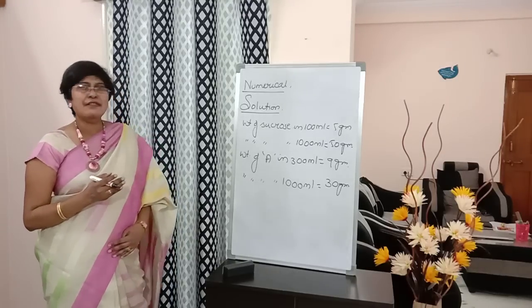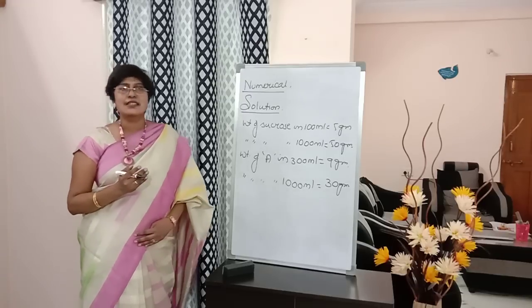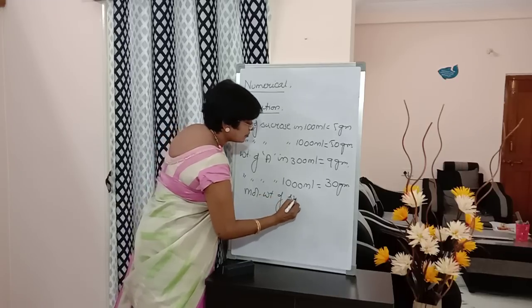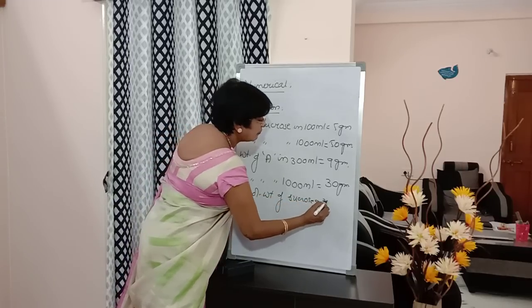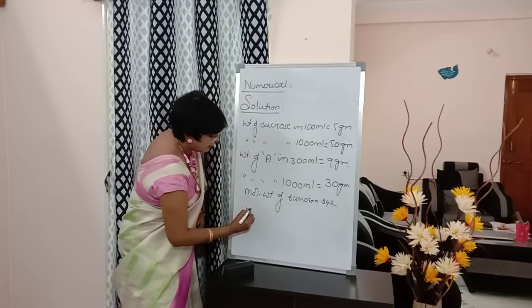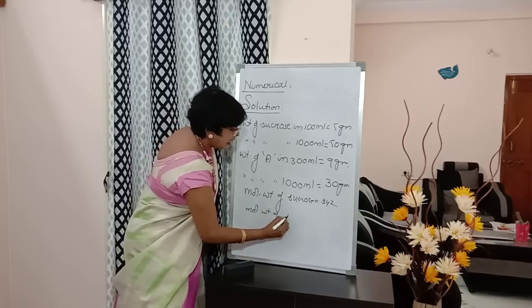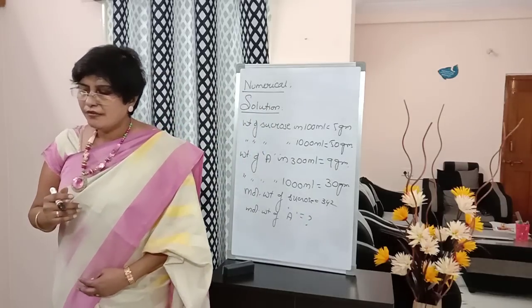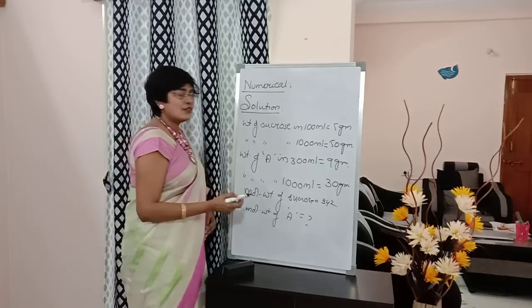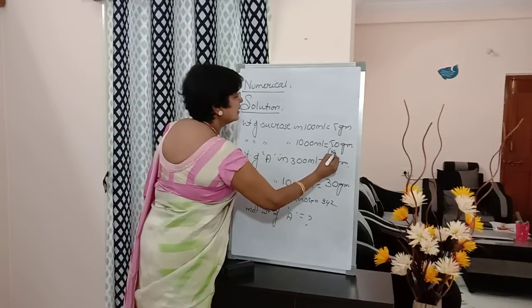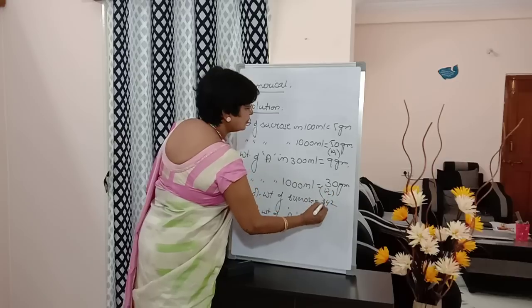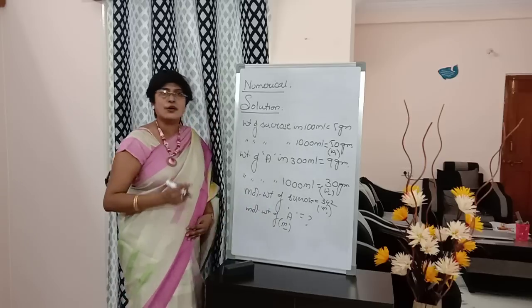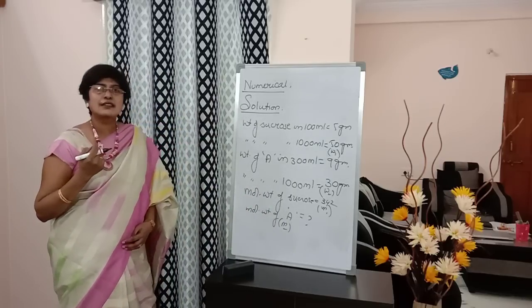Okay, so W1 we know, W2 we know students. Next, molecular weight of sucrose, 342. Molecular weight of A, we do not know. Okay, kindly write down students here. This is W1, this is W2, this is M1, this is M2. We do not know.